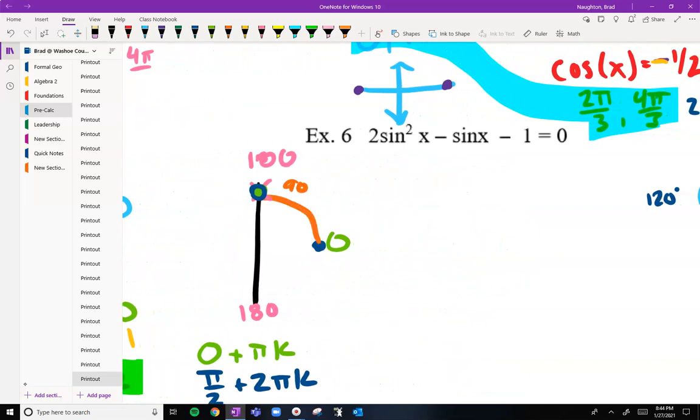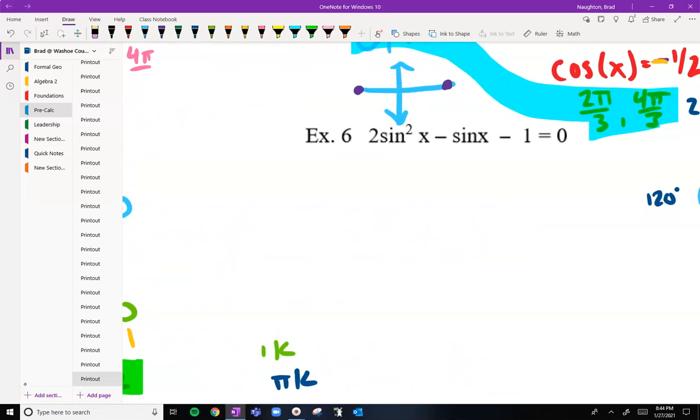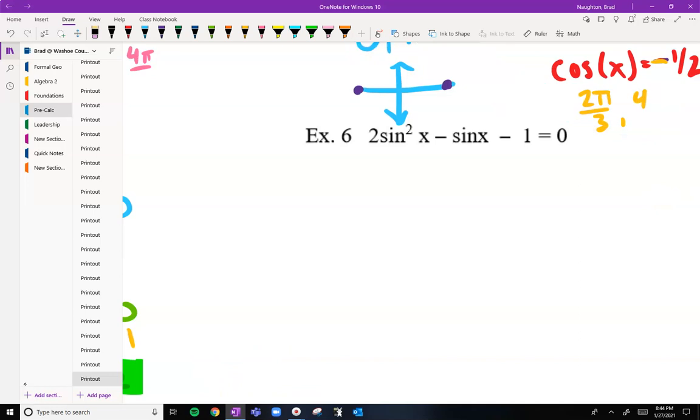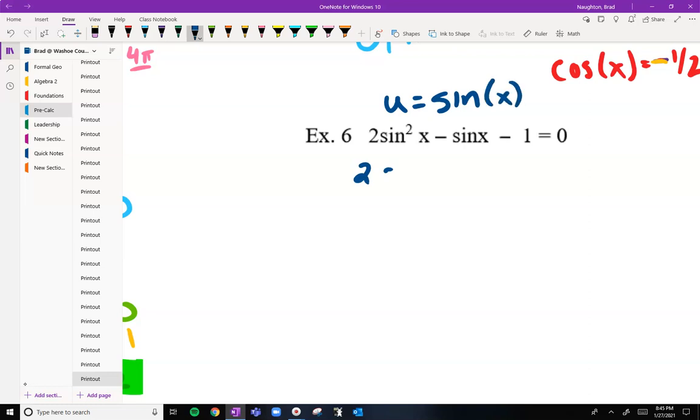This is an example of when I could use my substitution again for my trinomial. So I'm going to go ahead, and if you don't need to, then you don't have to, but u is equal to sine. So I'm going to get 2, I should say sine x, good grammar here.